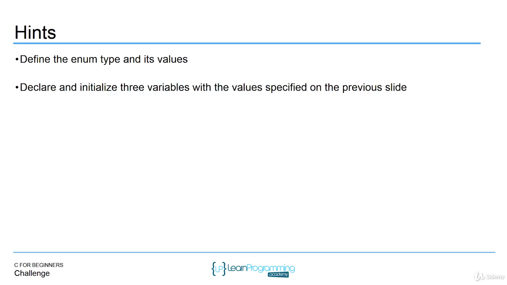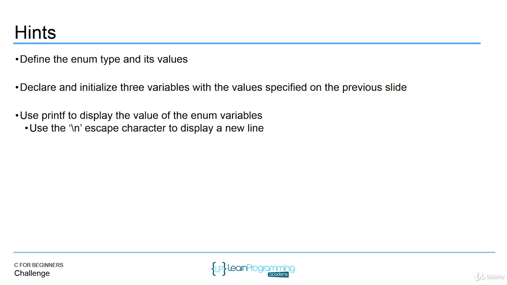You're going to have to declare and initialize three variables. The way that you declare an enum type is just use the enum followed by the name. And then you can assign values using the equals operator. And then you need to use printf to display the value of the enum variables. We're getting pretty good at the printf, so this shouldn't be too bad.